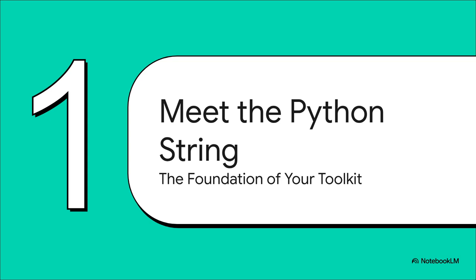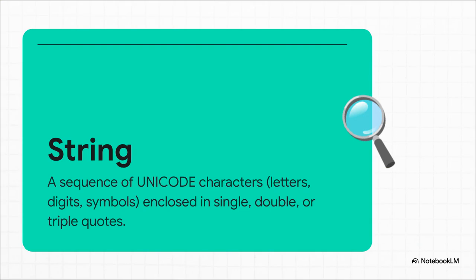Think of this as us examining the raw materials, the wood or the metal that we're going to use to build all sorts of amazing things. So what exactly is a string? Well, at its heart, it's just a sequence of characters. It could be letters, numbers, symbols, you name it. The only rule in Python is you've got to wrap them in quotes. You can use single quotes, double quotes, or even triple quotes if you have a bunch of text that spans multiple lines. They all do the same job.